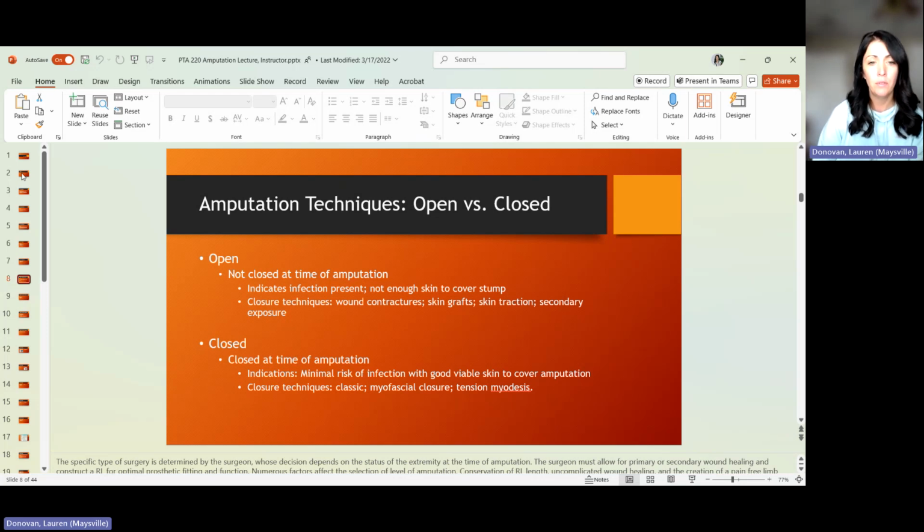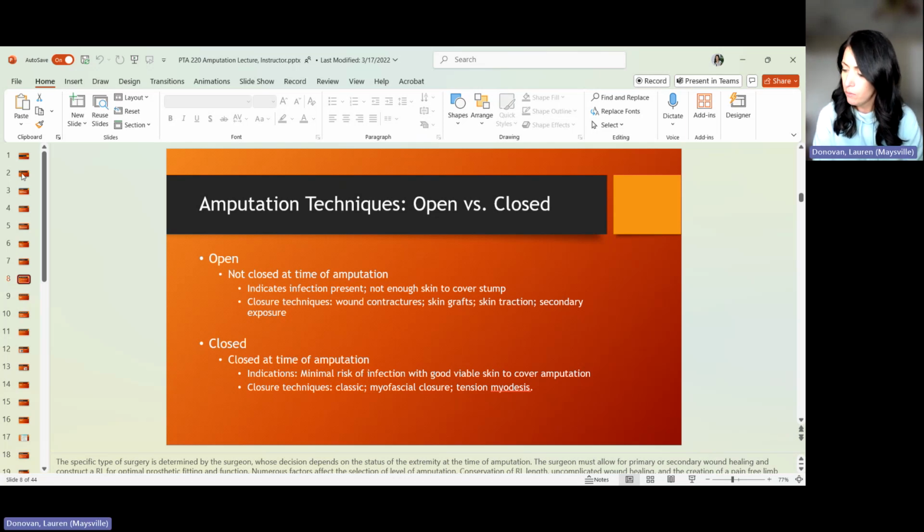Now with closed, it's closed at the time of amputation. Indications would be minimal risk of infection because it's not exposed, and good viable skin to cover the amputation. And depending on the technique, there's classic myofascial closure, and tension myodesis too.